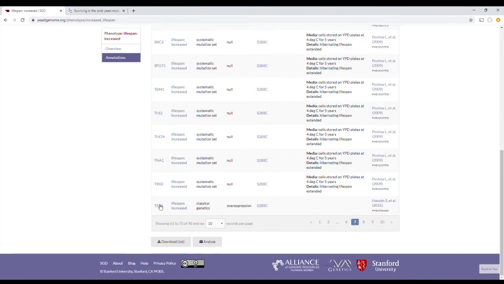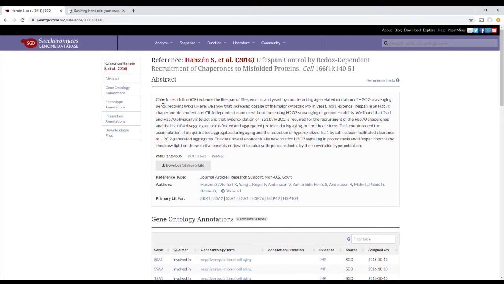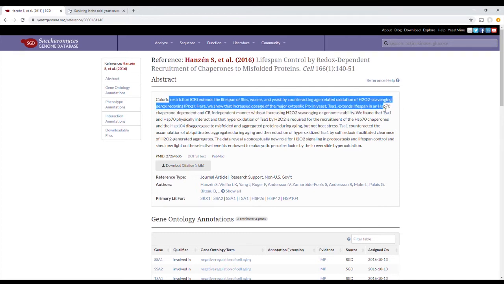This TSA1 is from Hansen S et al. 2016. I'm going to click on the paper just to see what I've got. "Caloric restriction extends the lifespan of flies, worms, and yeast by counteracting age-related oxidation of H2O2, scavenging peroxiredoxins."